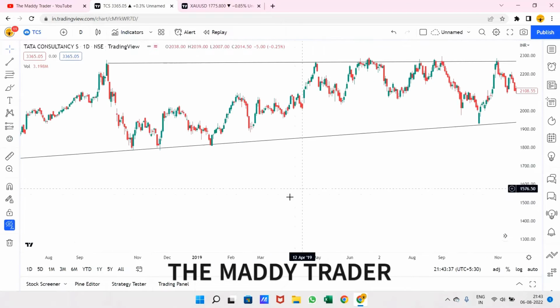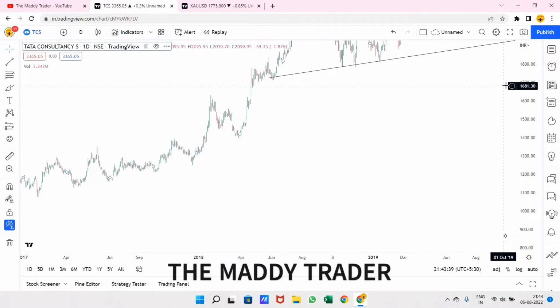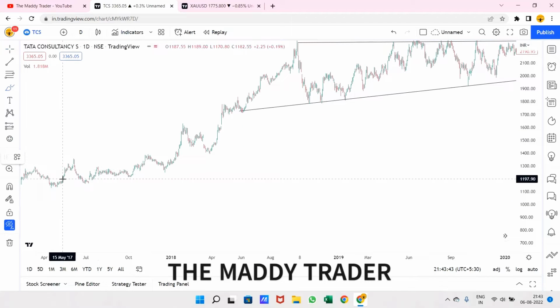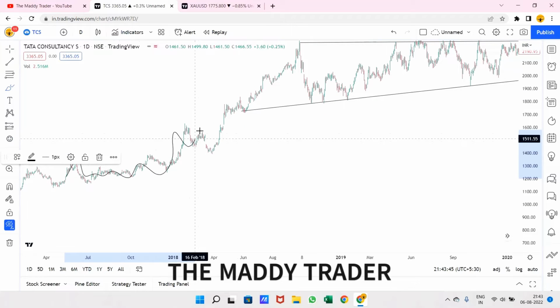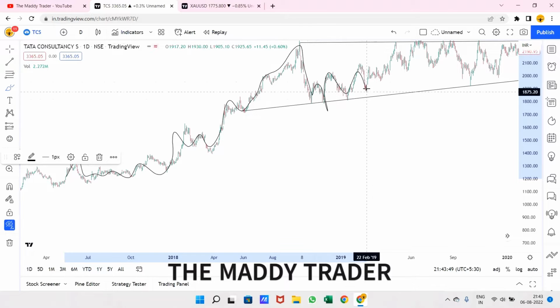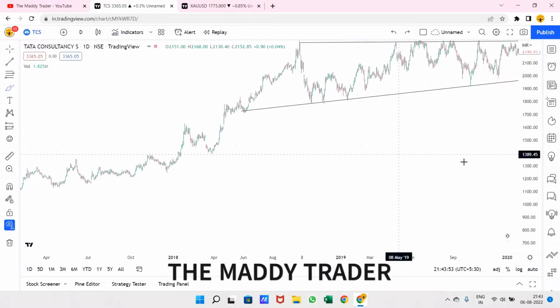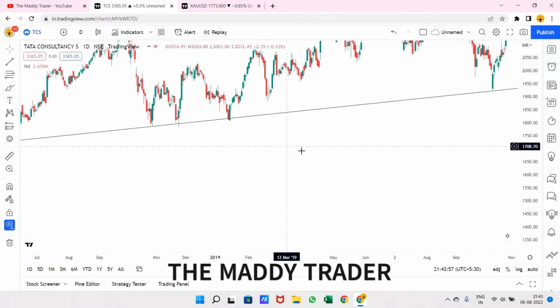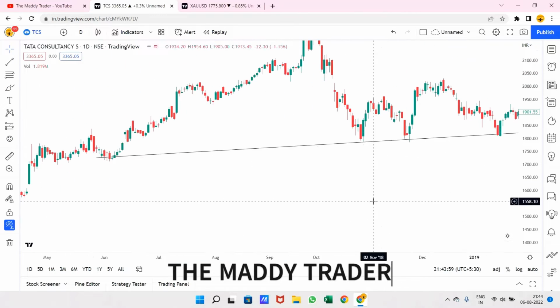As you can see, this is the TCS daily time frame chart. The stock has been rallying like this, and finally it's trading in a channel ranging pattern. So if we connect the reversals and find the channel pattern, as you can see, this is what I'm talking about.